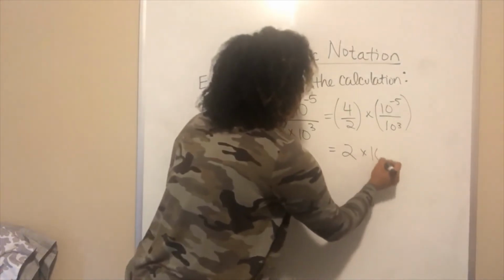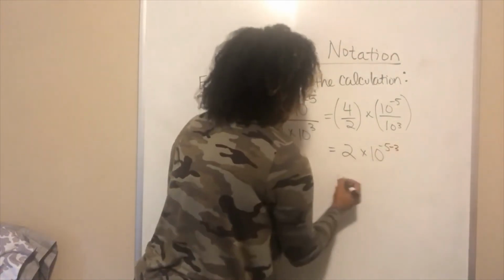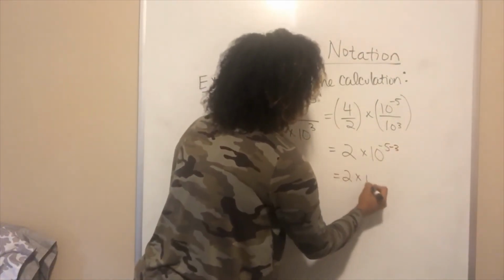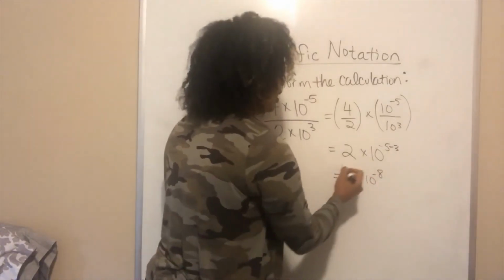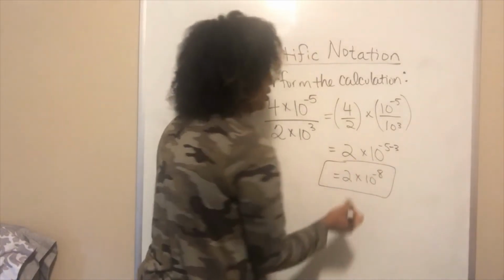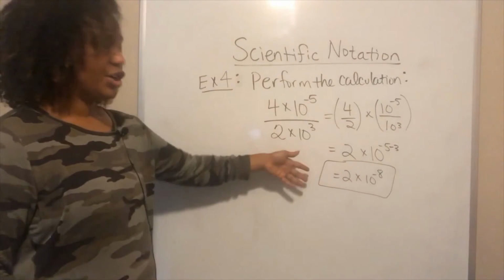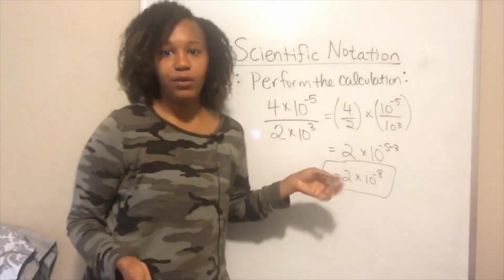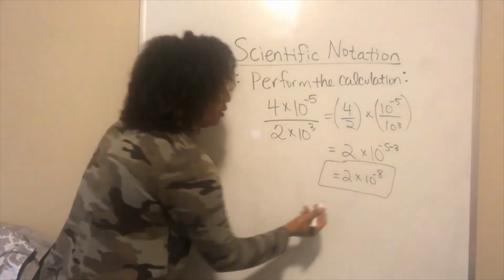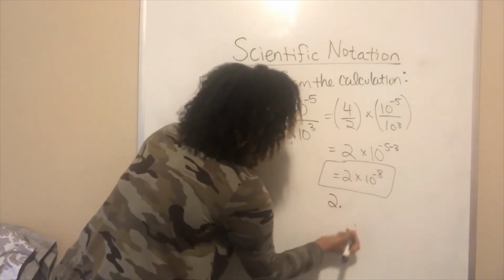So this would become 10 to the negative 5 minus 3. Negative 5 minus 3 is negative 8. So this would be your final answer, 2 times 10 to the negative 8. That's your answer in scientific notation, and if you had to put it in standard notation, here's your decimal.